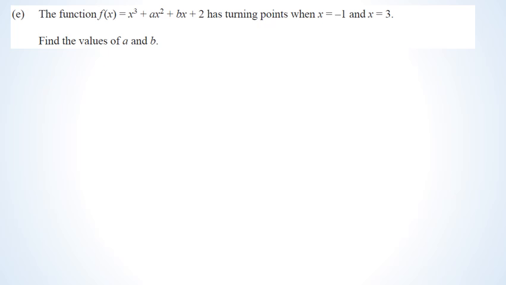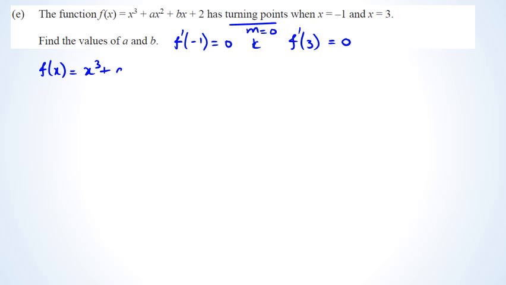All right, so for this question here, what we have is a function, and it says that it has a turning point when x equals -1 and 3. So if it has a turning point, that means the gradient is equal to 0. So what we can say is f dash of -1 is equal to 0, and f dash of 3 is equal to 0. So the first step I'm going to do is write down my function, which is x cubed plus ax squared plus bx plus 2. Now the question is asking you to find a and b. That means I've got two turning points.